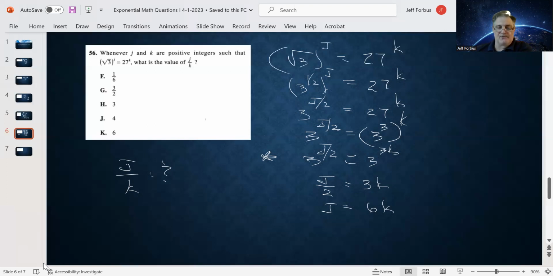So let's substitute j into what we're looking for. And when we do, that becomes 6k over k. Now check this out. The k's cancel, and it leaves 6. And that's answer choice K, ironically.